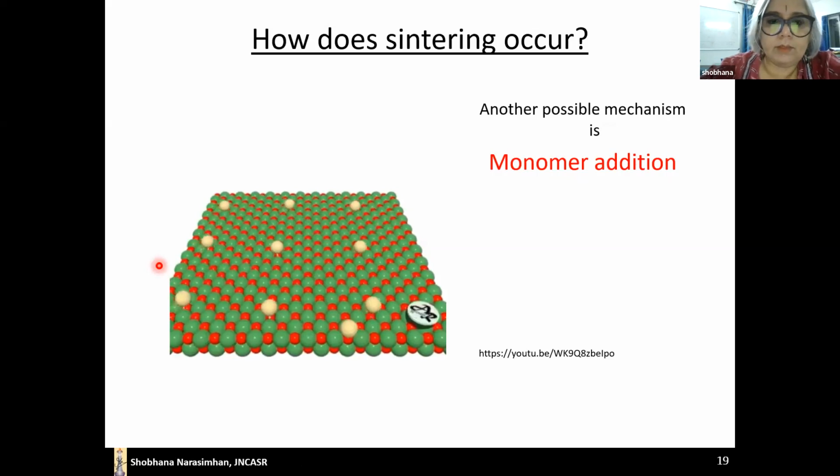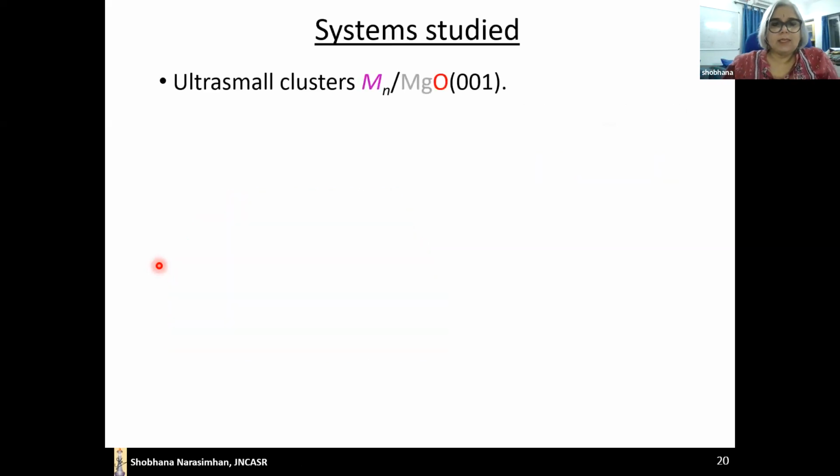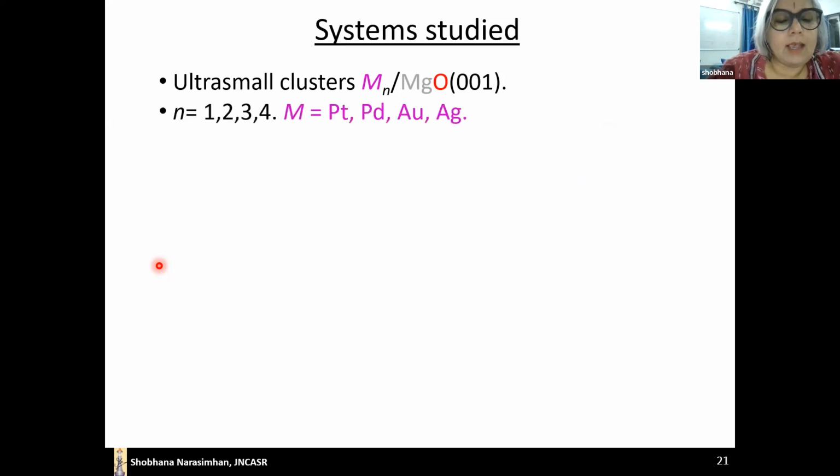So the systems that I have studied, I meaning Nisha and I, are ultra small clusters of some metal on a magnesium oxide support. We've looked at the 001 surface. I won't keep saying 001 each time, but it's always 001 we look at. And the metals we've looked at are platinum, palladium, gold, and silver. And the sizes we've looked at are really small: 1 atom, 2 atoms, 3 atoms, and 4 atoms in the cluster.